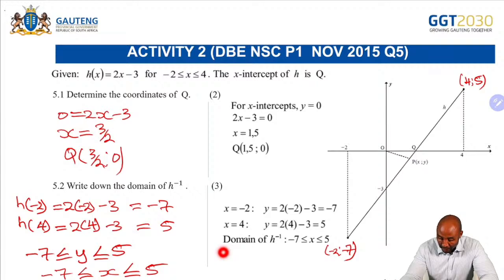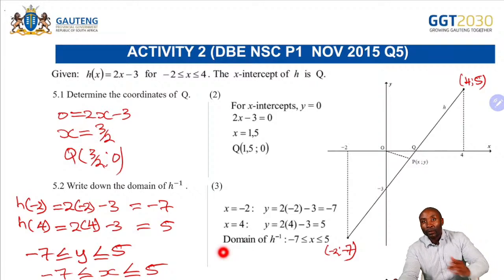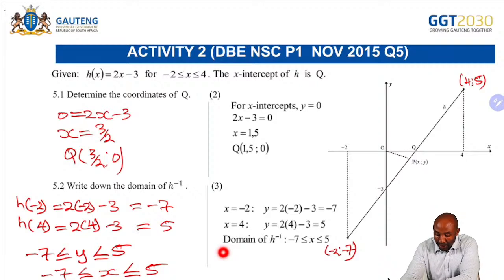So we are going to get 3 marks there for calculating the y values on our endpoints, and then using them to see that whatever is the range on the original function becomes the domain on the inverse function, as illustrated. So I just want to bring to your attention the importance of these endpoints.